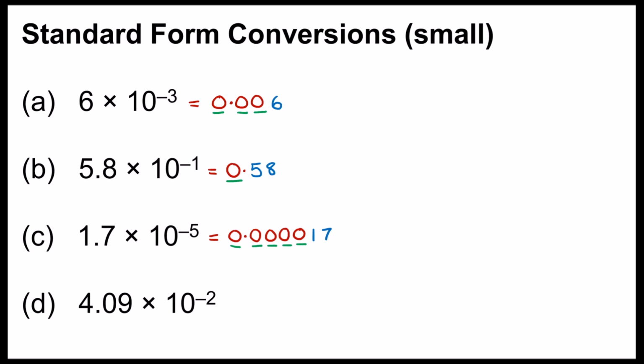And for my last question, start off by looking at the power. I need 2 zeros because my power is minus 2, so that's 1 and 2. Next, I need to put a decimal place after my first 0. And I can finish off by writing the digits that appear at the start of my number in standard form. So that's 4, 0 and 9. This means that my final answer is 0.0409.